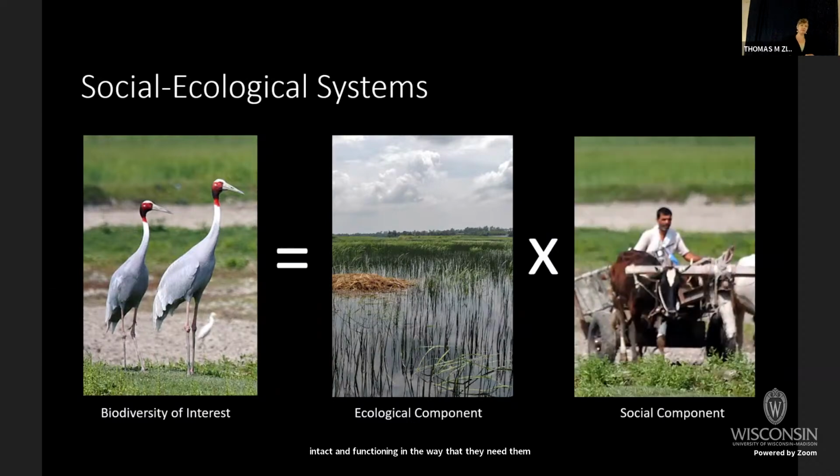And then also that ecological component is affected by a human use component. So the human use needs to be compatible with the ecological needs of a species for that species to be able to be conserved in that system.